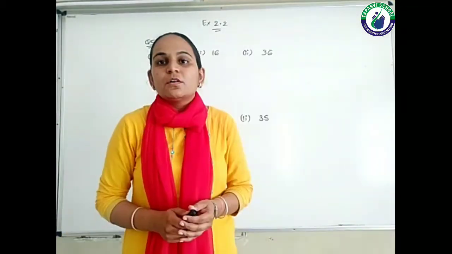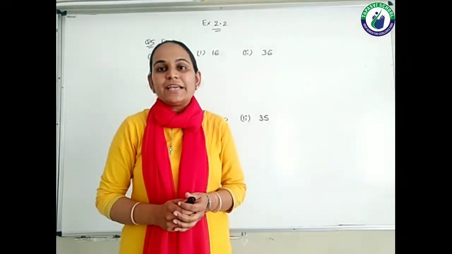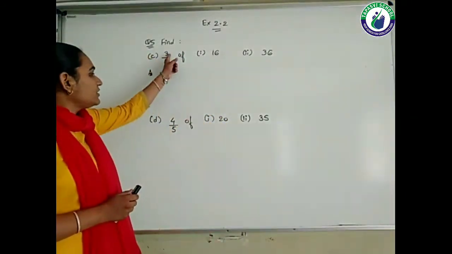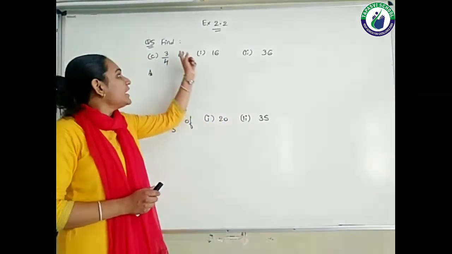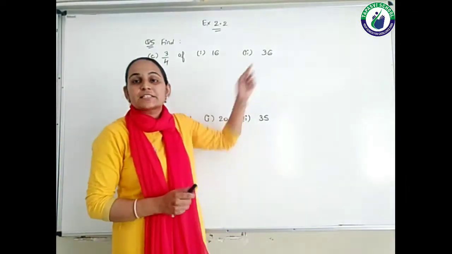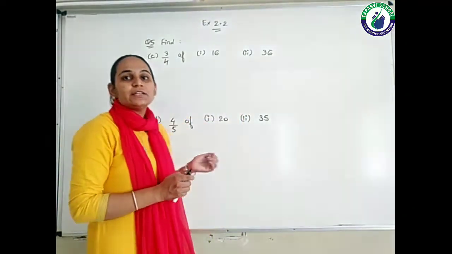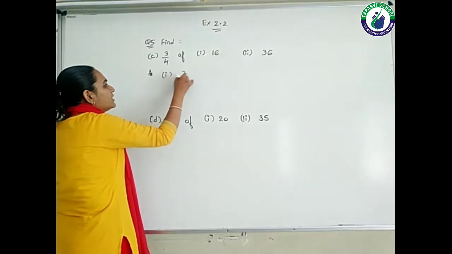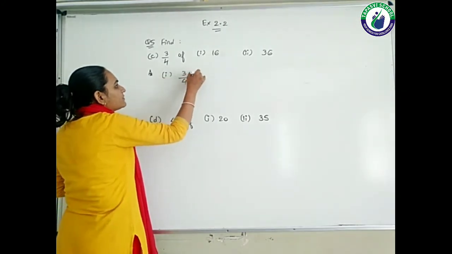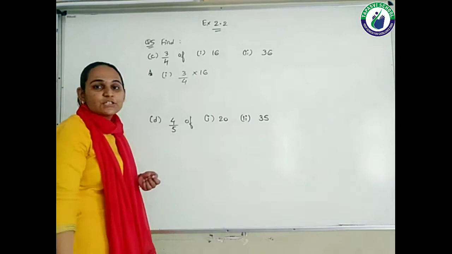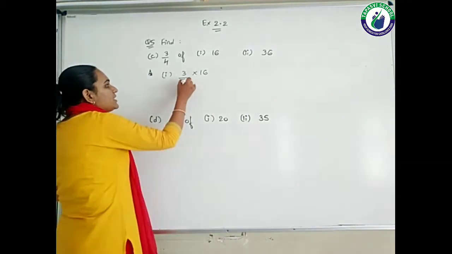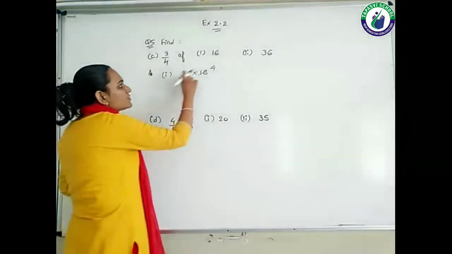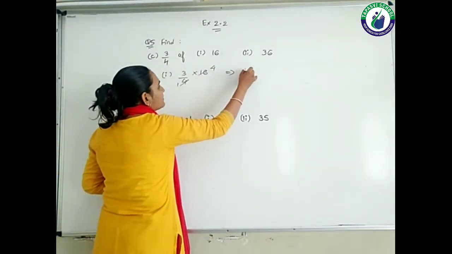Is it clear? Now, okay, students, let's see the C and D questions of this question number 5. So 3 by 4 of 16 and 3 by 4 of 36. We need to calculate both. First one, 3 by 4 of 16. Of means you have to multiply. Now 4 ones are 4 and 4 fours are 16. So 3 fours are 12.